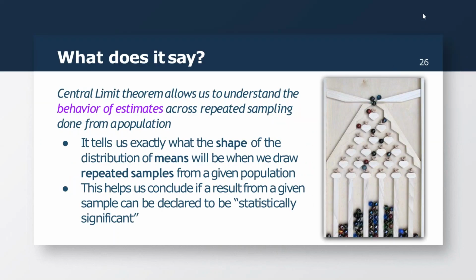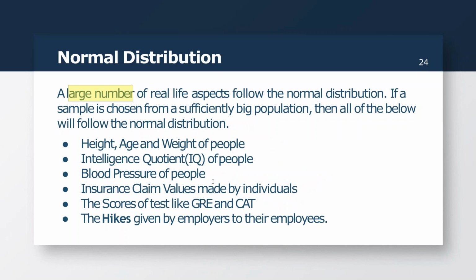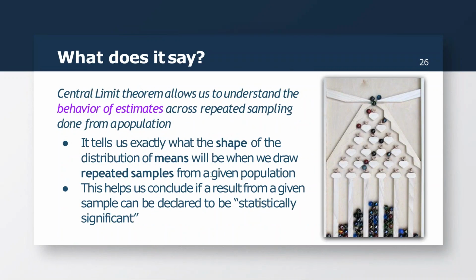Okay, so what does this say? The central limit theorem allows us to understand the behavior of estimates across repeated sampling from a population. This basically was an experiment or a theorem that confirms the normal distribution. That's why it's considered so important. So this experiment I'm talking about is called a Galton board. I'll just put this in the chat. Maybe after the session, everyone can go on YouTube and search for Galton board experiment. You'll have a nice video showing you what exactly happens, how they did the experiment. It's fun to watch also.